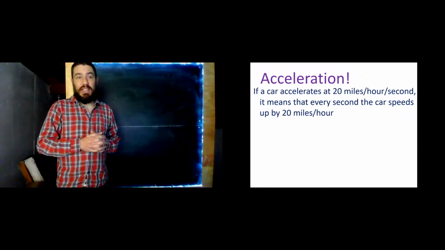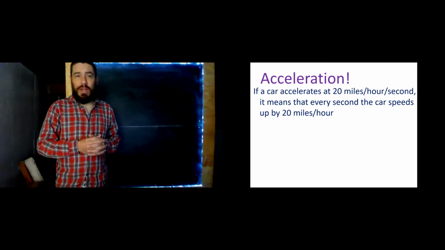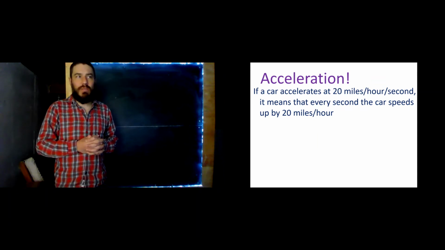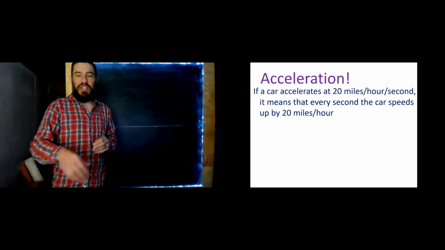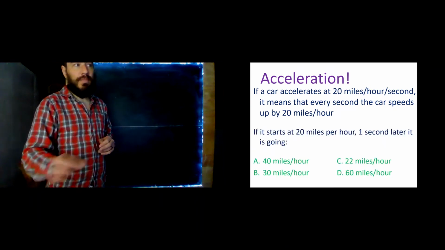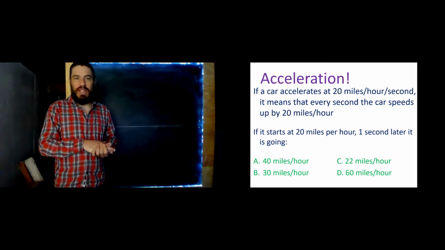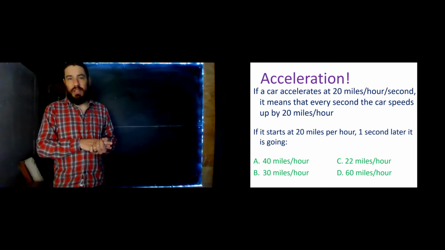If a car accelerates at 20 miles per hour per second, that means that every second the car speeds up by 20 miles per hour. So notice the units there. They're a little bit weird. This is 20 miles per hour per second. It means every second the speed is changing by 20 miles per hour. So here's a question for you. If it starts going 20 miles per hour, how fast will it be going 1 second later? Pause the video, see if you can figure it out. I'll see you on the other side.